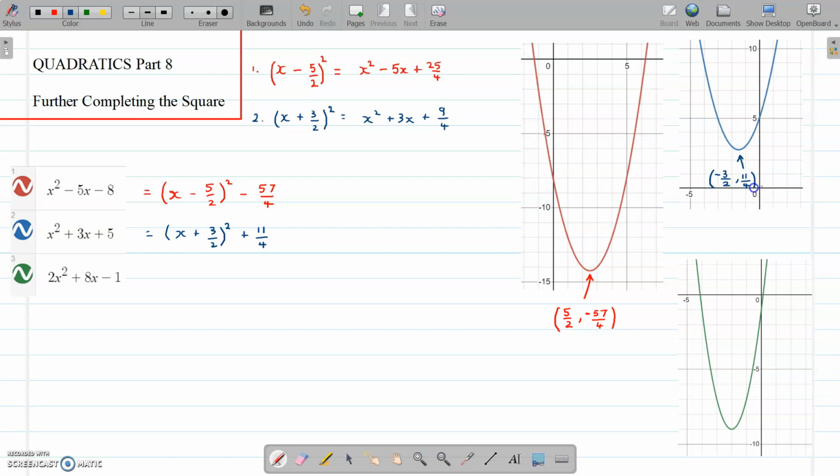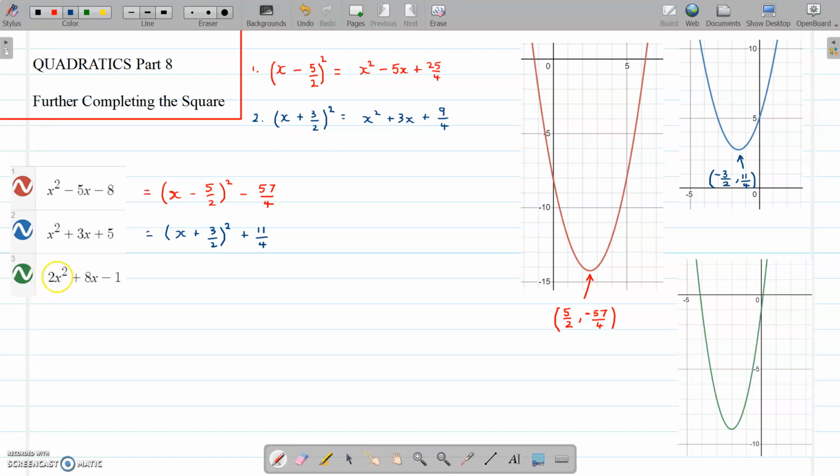So even though the minimum point is above the x-axis, it makes no difference. The completing square still works. And in fact, if you completed the square for a quadratic and found that the y-coordinate of the minimum point was above the x-axis, you could conclude that if that were an equation, it would have no solutions or no roots.